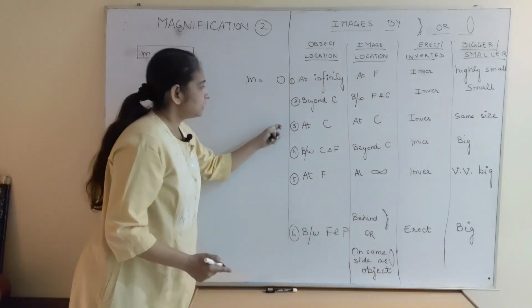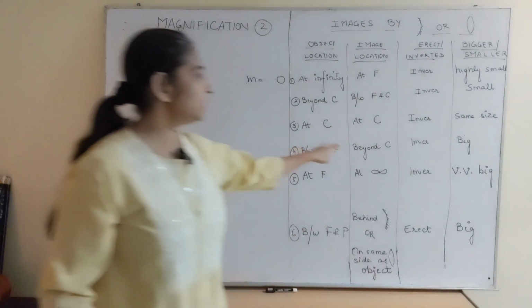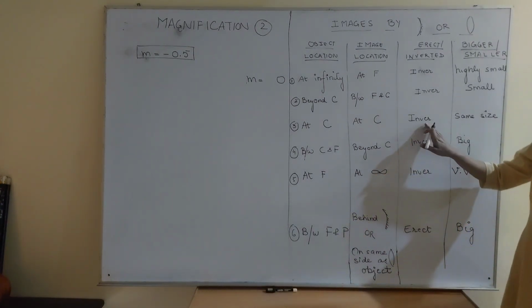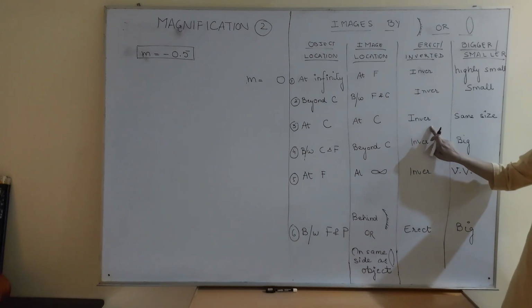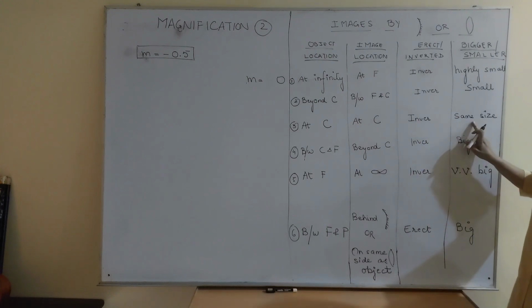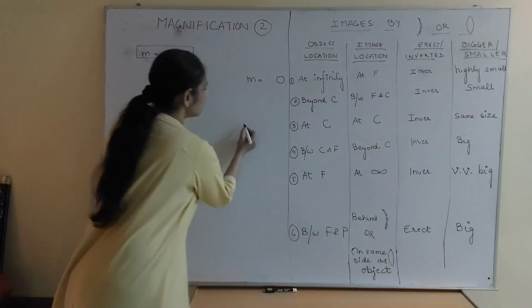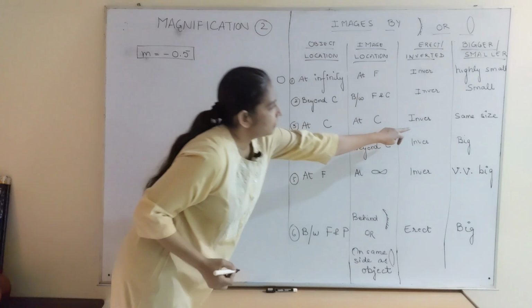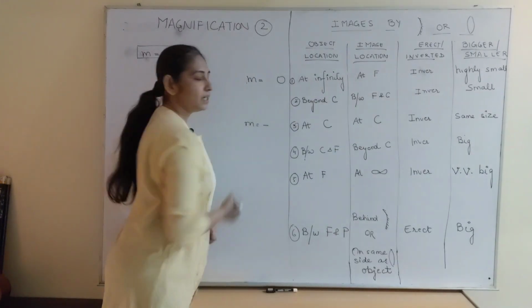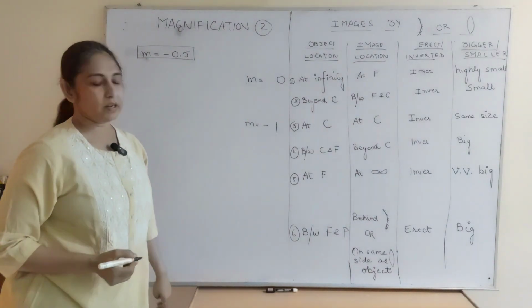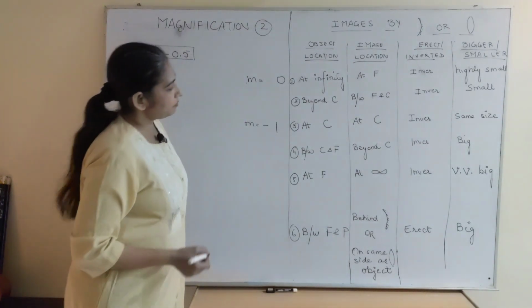Let's see something else. Let's see this. What do we have in these two columns? With this in the last video, the image is inverted, which means m is minus. Image is same size, which means m is 1. We did it. So for this, we can say inverted means m will be minus, and same sized means it will be 1. Okay, let's take one more example.